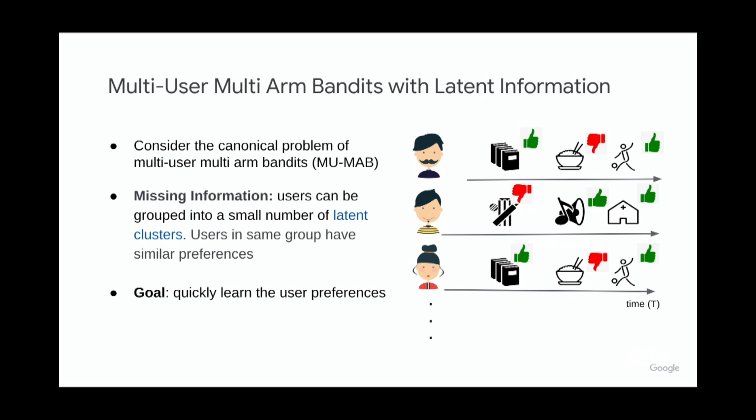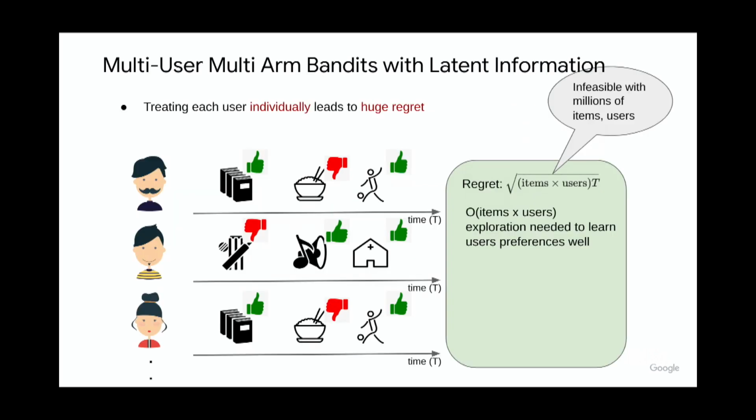This is the canonical problem we will be considering in this talk mostly. I chose this mainly to simplify the theory results that we have, so that you can easily understand, but some of these ideas can be extended to more general latent information. And our goal is to quickly learn the user preferences given this model of missing information. Okay, so now let's get back to the question of why existing algorithms don't work well in this setting.